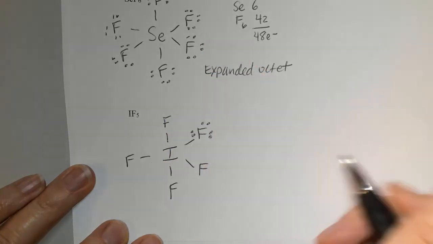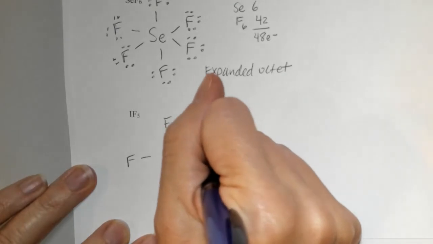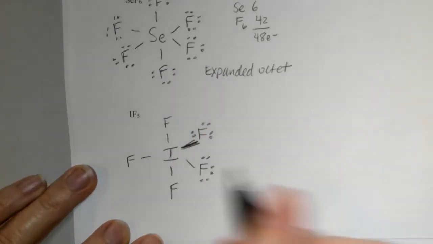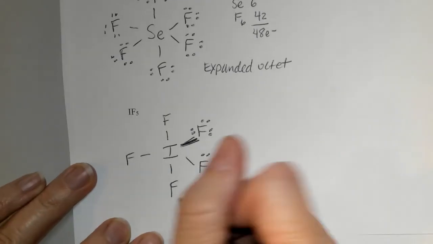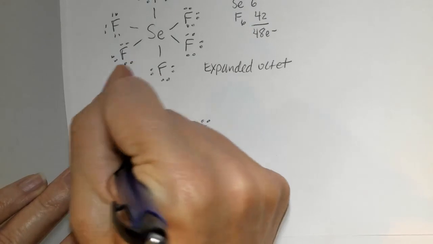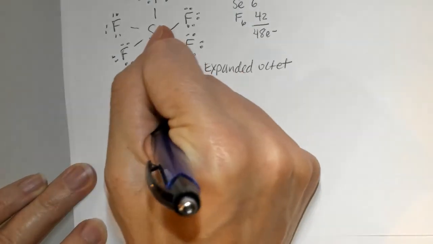I shouldn't have put it there. Sorry, I'll just make the bond over there. My mistake. You don't really want to show a bond next to a lone pair, so pretend the bond is coming in on the bottom. Sorry about that. All right, and then each of the other fluorines gets 3 lone pairs to complete the octet.